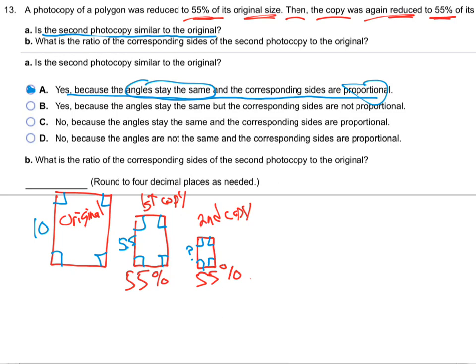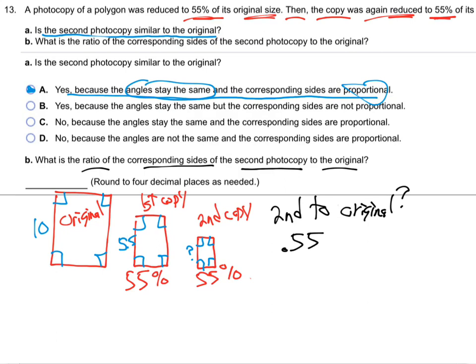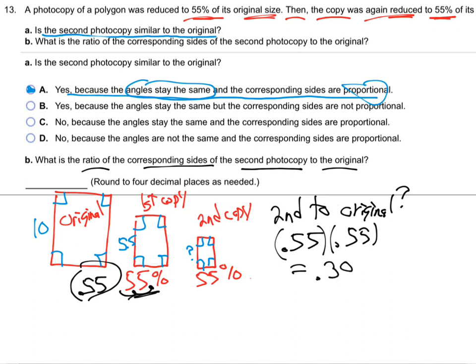That's right. Now, the final question, what is the ratio of the corresponding sides of the second photocopy to the original? So second to original. Well, every time we shrink it, it does a 0.55. It's 55%. Remember, 55% is the same as 0.55 decimal. Remember, the decimal goes back two places? So 0.55 decimal is the same as 55%. So if we're going to do a 55% shrink twice, then just multiply 0.55 times 0.55 on your calculator. Every time you shrink it, it multiplies it by 0.55. So that comes out 0.3025.